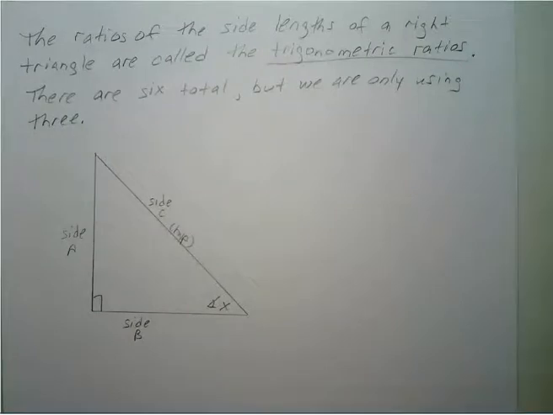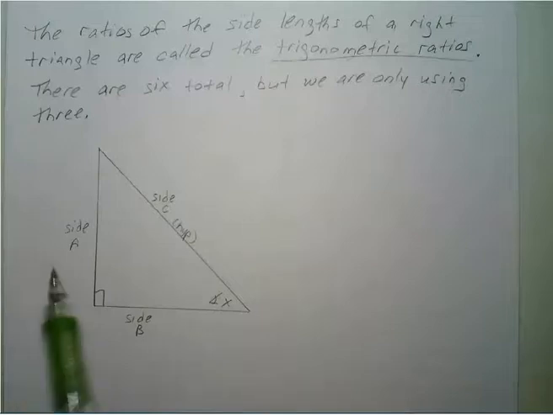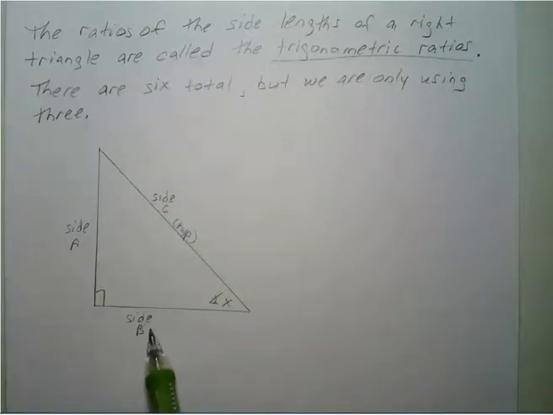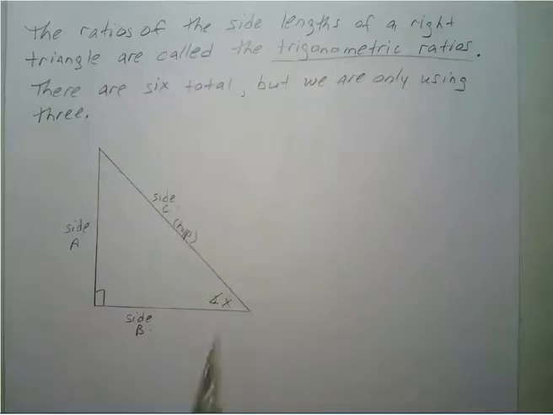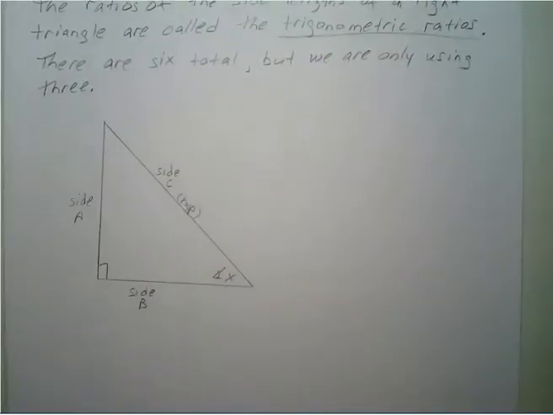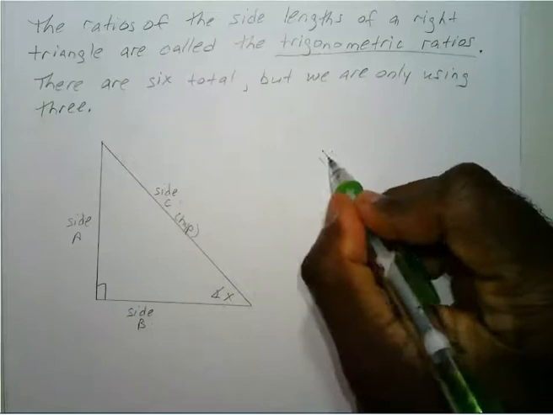Where we discuss the ratios. The ratios of the side lengths of a right triangle are called the trigonometric ratios. Now there are 6 total, but we're only doing 3 in this introduction. So let's say we made this side A, this side B, this side C, which is our hypotenuse, and this is angle X. So we have 3 trigonometric ratios that we're starting with.